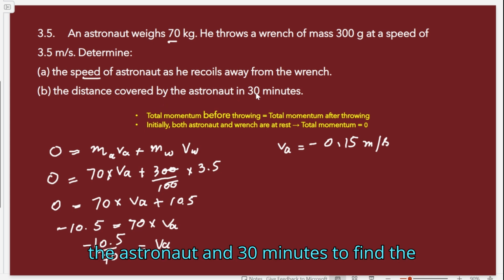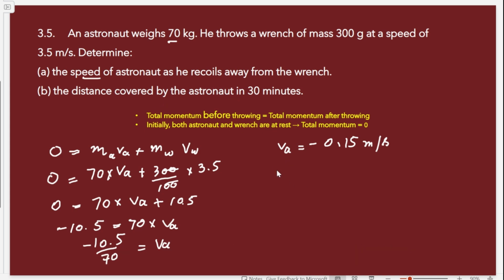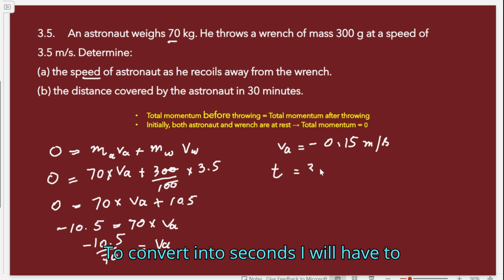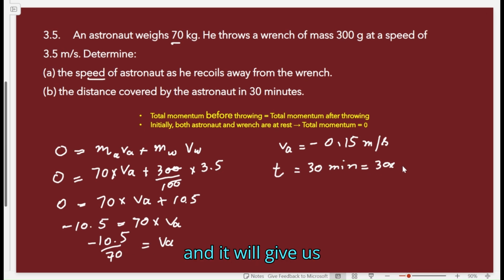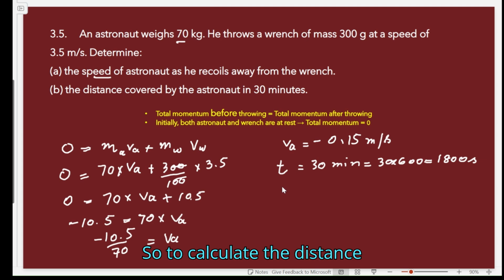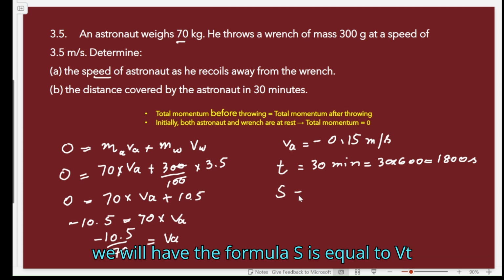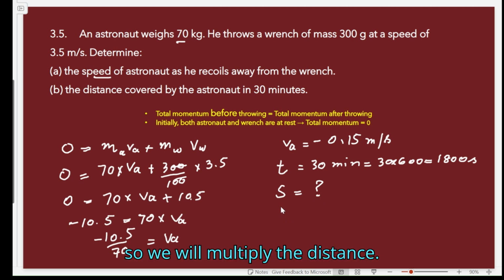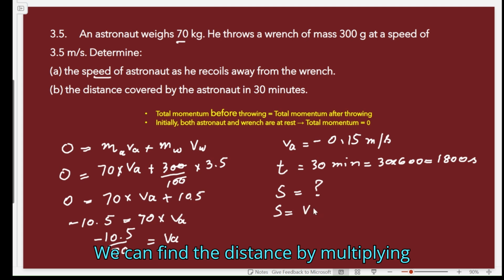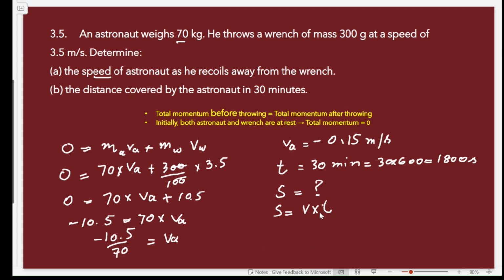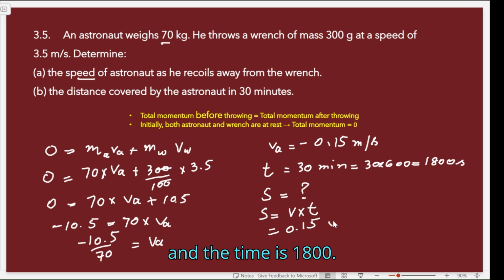So to calculate the distance covered by the astronaut in 30 minutes, I write time here as 30 minutes. To convert into seconds, I will have to multiply 30 with 60, and it will give us 1800 seconds. To calculate the distance, we will use the formula S is equal to Vt. We can find the distance by multiplying speed with time, and speed is 0.15 and the time is 1800.